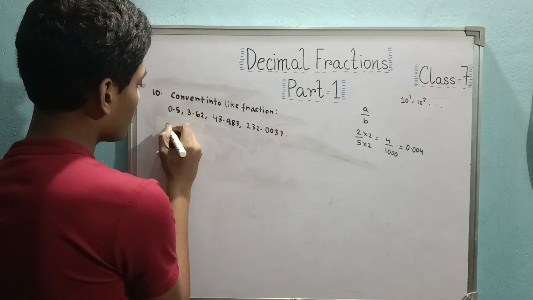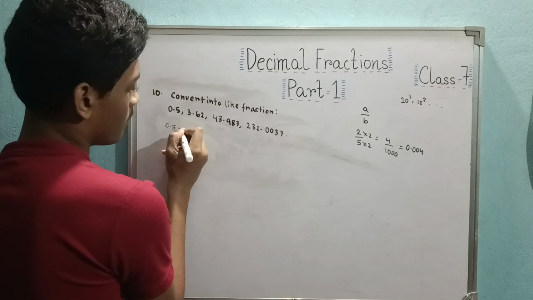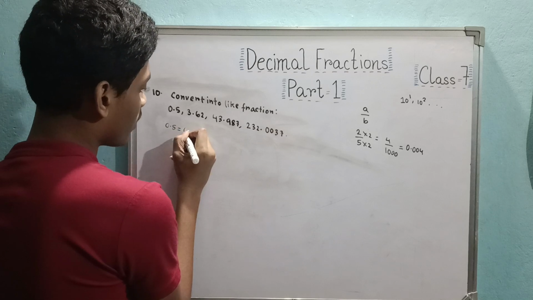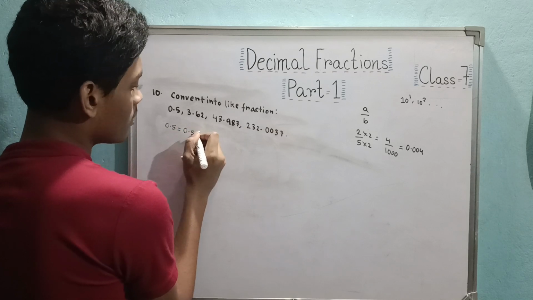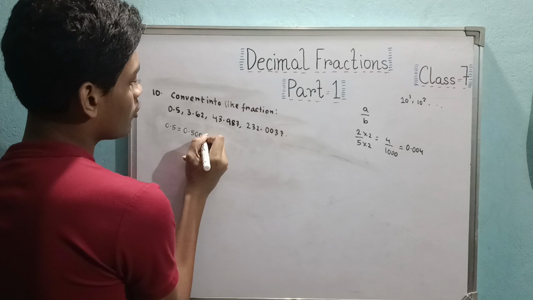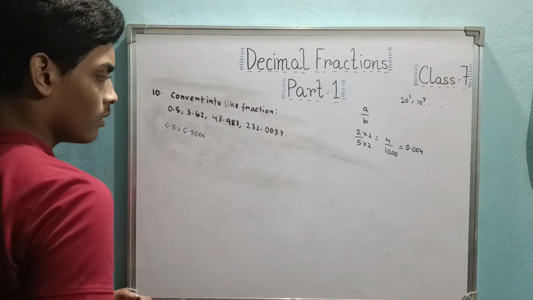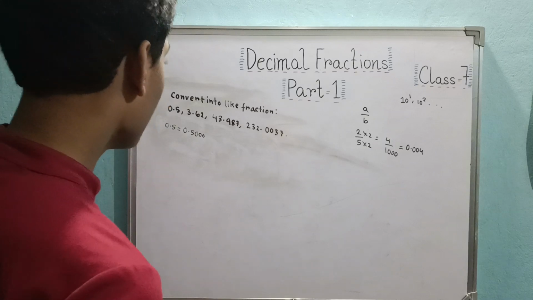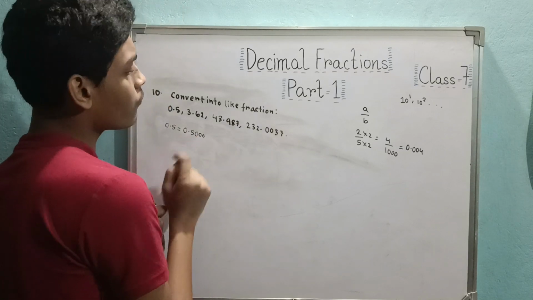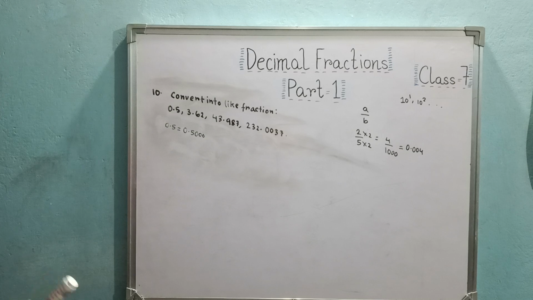So what will I do here? I have to make 4 decimal places. So here I will add 3 zeros. See, zeros after the number mean no value. But here they are making it 4 decimal places somehow. That's what you have to do.